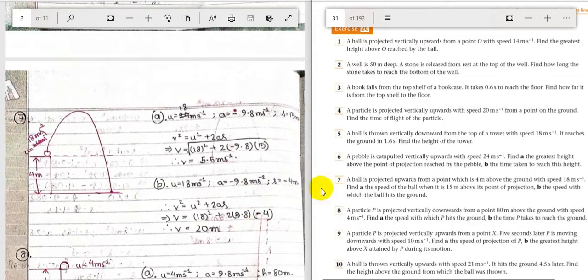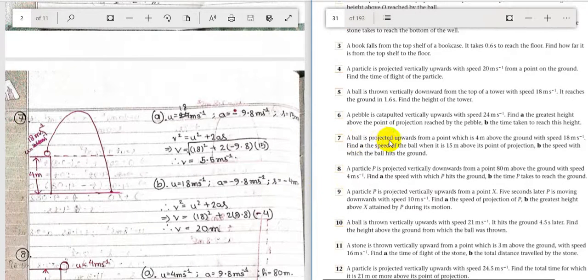Hope this was clear. Moving to question number 7. A ball is projected upwards from a point which is 4 meters above the ground with speed 18 meters per second. Find the speed of the ball when it is 15 meters above its point of projection, and the speed with which the ball hits the ground.